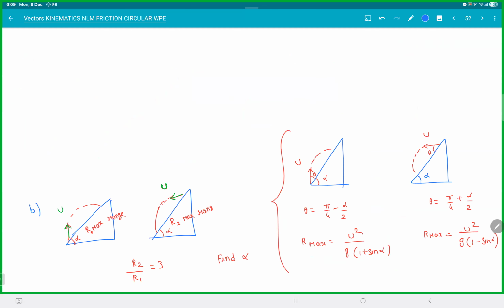Look at the formula here. If you're throwing from down, the maximum range is u square by g into 1 plus sine alpha, and theta must be pi by 4 minus alpha by 2. If you're throwing from top, it is u square by g into 1 minus sine alpha. Given that R2 by R1, which is u square by g (1 minus sine alpha) over u square by g (1 plus sine alpha), is 3 is to 1, so 1 plus sine alpha by 1 minus sine alpha is 3 is to 1. Solve this, and you'll end up with alpha equal to 30 degrees.